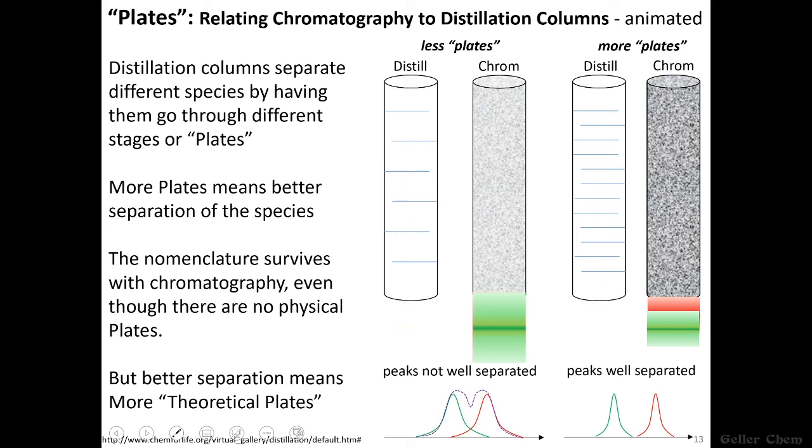And that's analogous to what we saw with the more densely packed column versus the less densely packed column. Better separation over here. And so we would say that this column here has more plates than this column, even though, one more time, there are not actually any physical plates in those columns. It's just surviving terminology from the olden days when these types of columns were used. So bottom line is more plates, quote unquote, means a better separation of the species. But since there aren't actually any physical plates in a chromatography column, we describe them as theoretical plates.